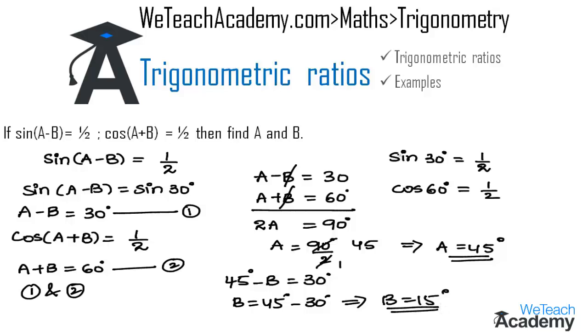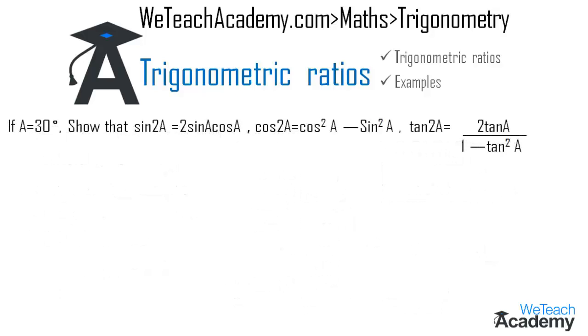Make a note of the values of trigonometric ratios, such as sine 30 degrees is equal to 1 by 2 and cos 60 degrees is equal to 1 by 2. Now let us proceed and discuss one more example.